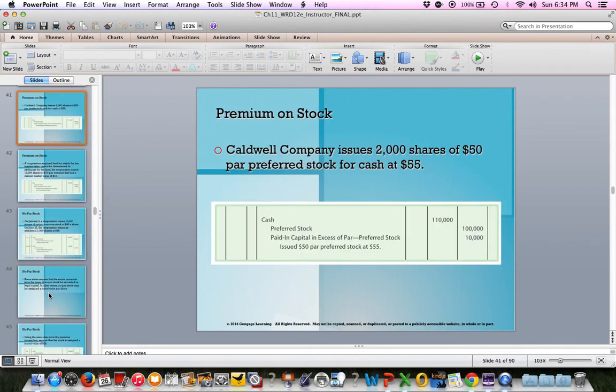And so here we have a premium on stock. We're issuing 2,000 shares of $50 par preferred stock for $55. So we're debiting cash for 2,000 times 55, which is my 110,000. I credit preferred stock for the par, 50 times 2,000. Anything above par is paid in capital in excess of par preferred stock. Okay, that's basically the entry I use to balance this out. So paid in capital in excess of par only is credited when I receive more cash than par.